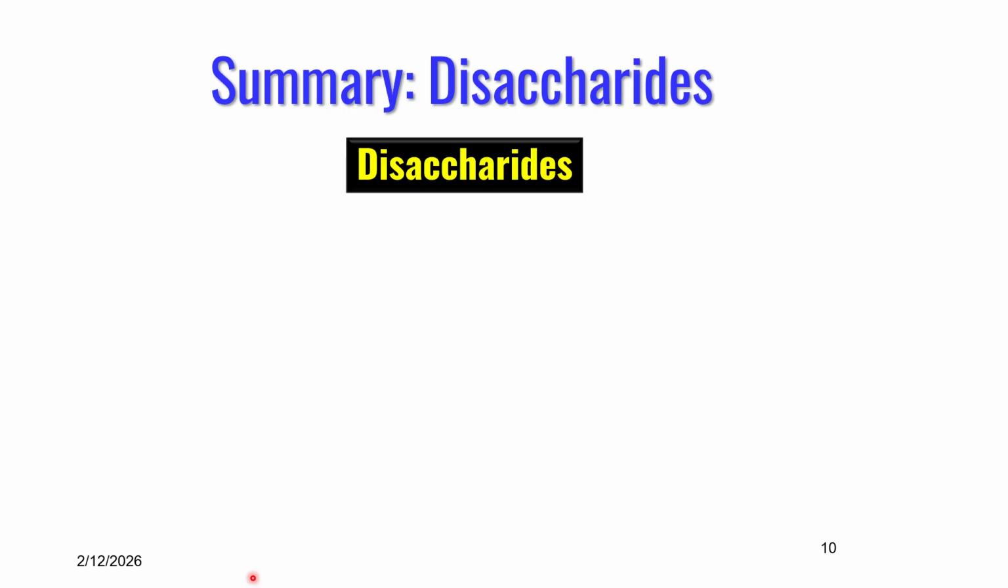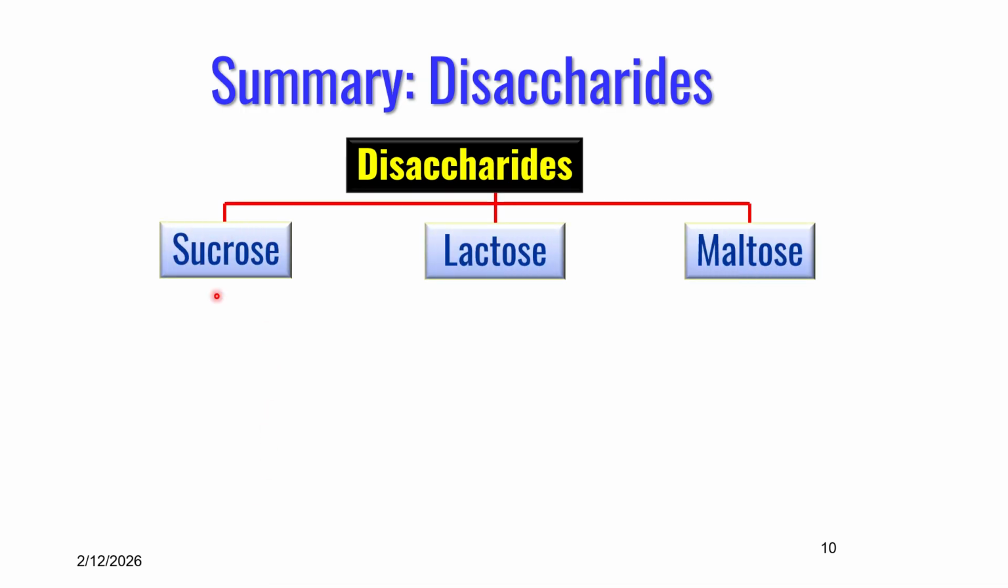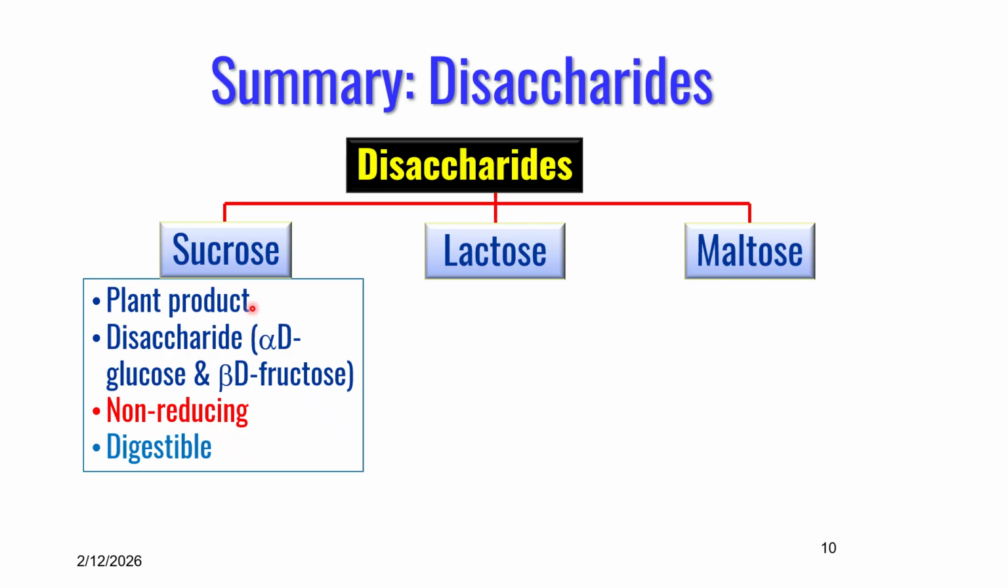So in summary, we discussed disaccharides, which are made up of two monosaccharide units. There are three types which we discussed. The first one is sucrose. It is also called cane sugar, a plant product produced mainly in the plant. Humans cannot synthesize it, and it cannot be absorbed through the GI tract into our blood circulation. It is a disaccharide made up of alpha D glucose and beta D fructose. It has no free aldehyde or ketone group, therefore it is non-reducing and it is digestible.